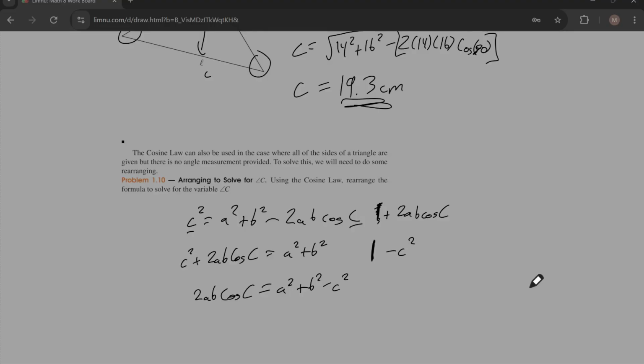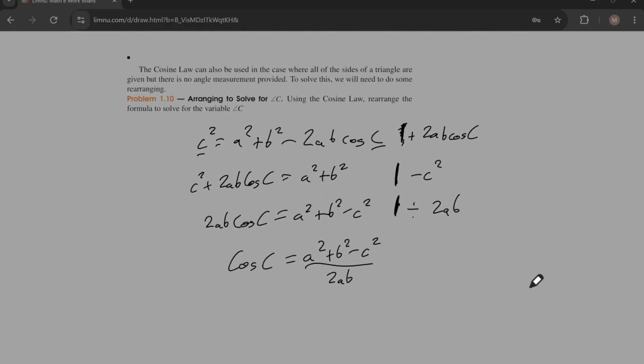And then I need to isolate for my angle. So I'm going to get rid of this coefficient. I'm going to divide both sides by 2ab. And that gives me what you'll usually see on your formula sheet. Cosine C is equal to a squared plus b squared minus c squared, divided by 2ab. And then, of course, if you really want to isolate C, all you have to do is arc cosine.